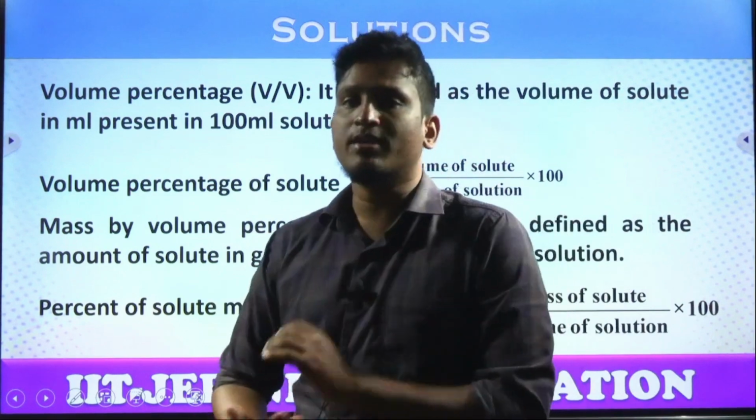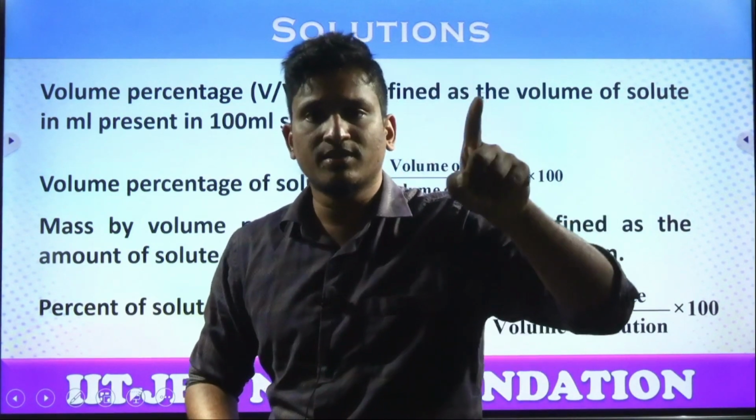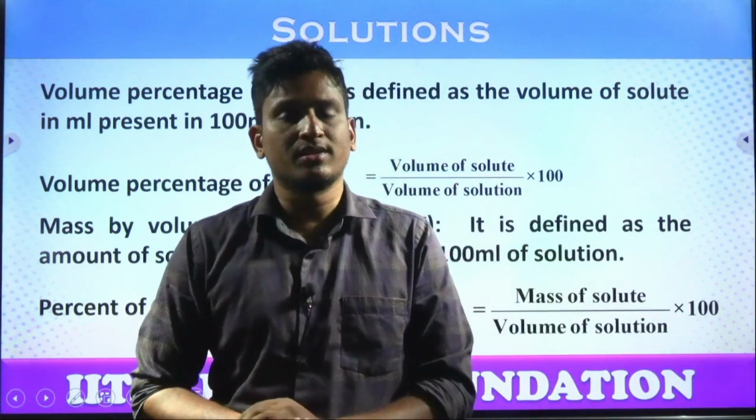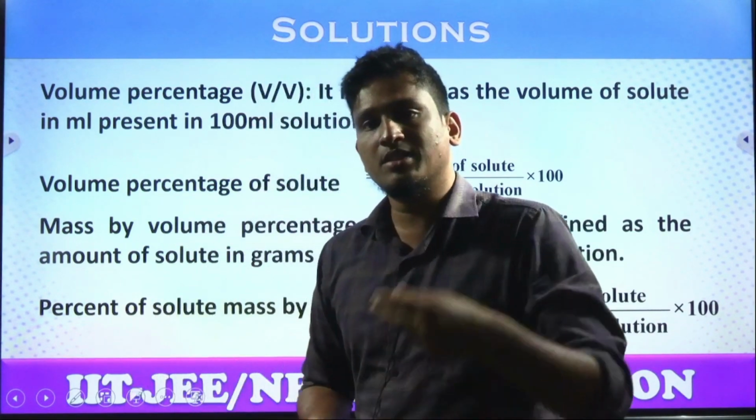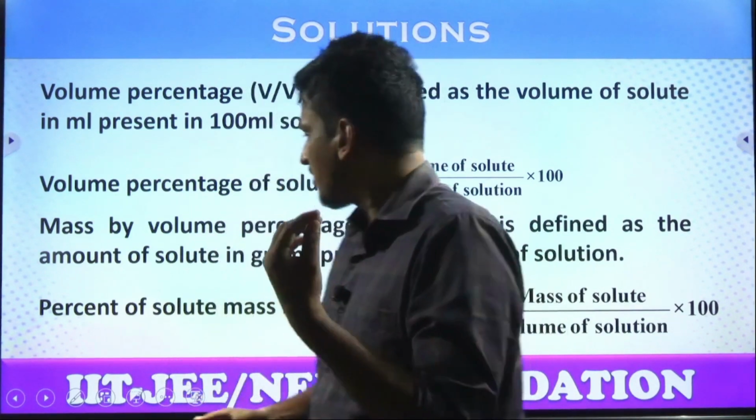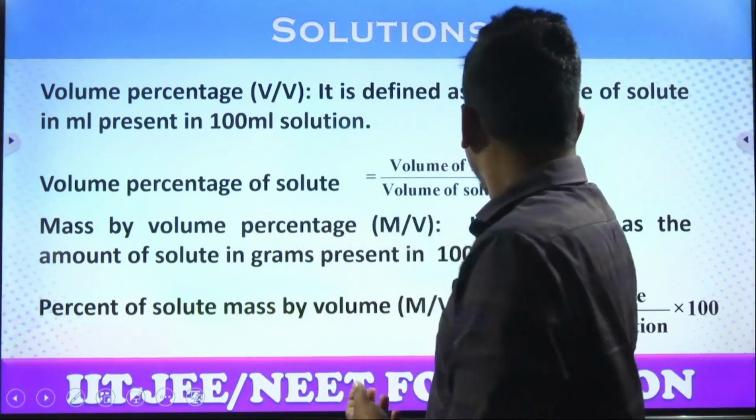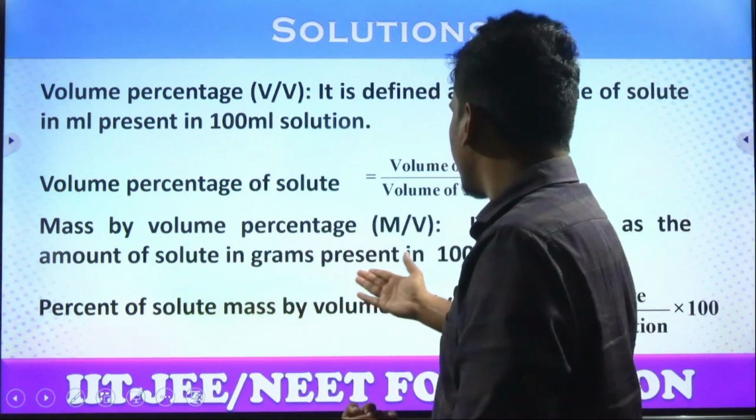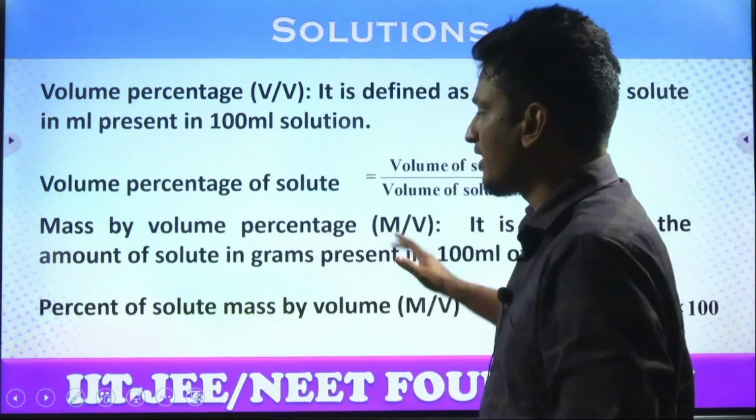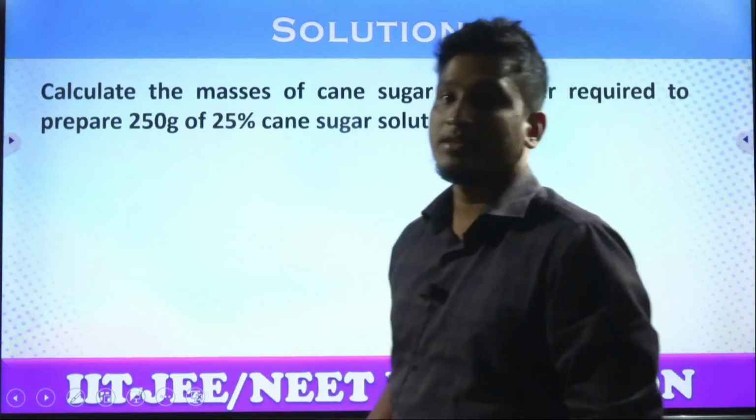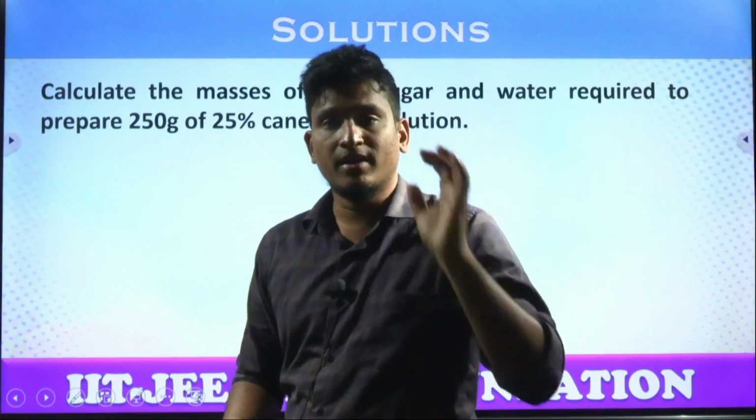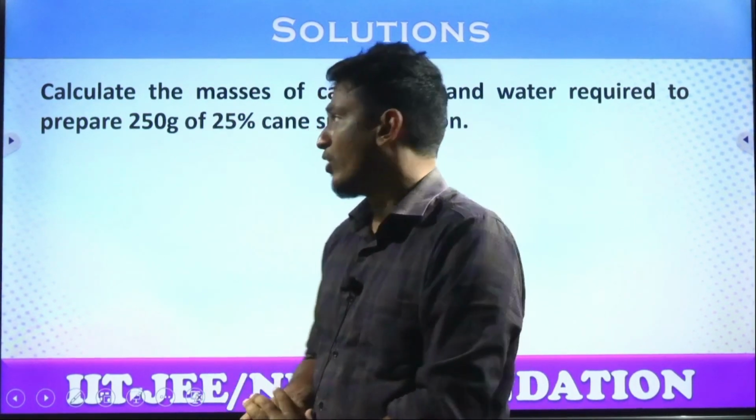Next, mass by volume percentage. First one is mass percentage, second one is volume percentage, third one is mass by volume percent. That means here the solute is expressed in mass and the solution is expressed in terms of volume. It is defined as the amount of solute in grams present in 100 ml of the solution. The same expression into 100 is mass by volume percent. Mass by volume percent is very, very important, students. In the medicinal and pharma industry, mostly they use mass by volume only.